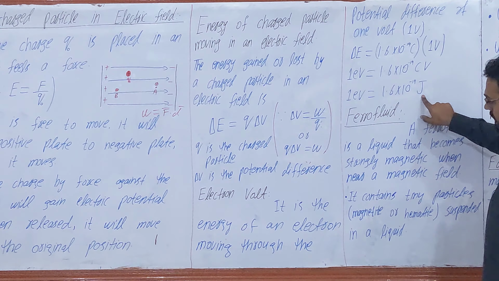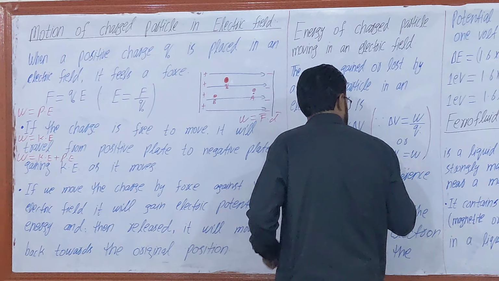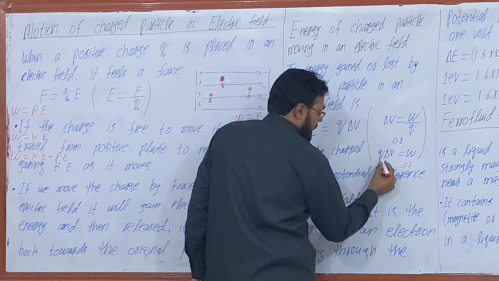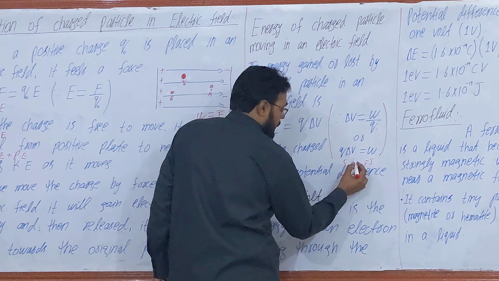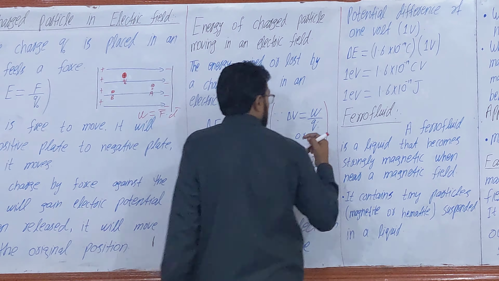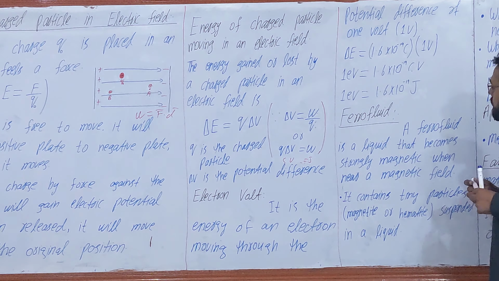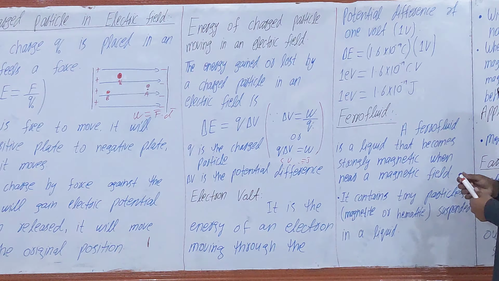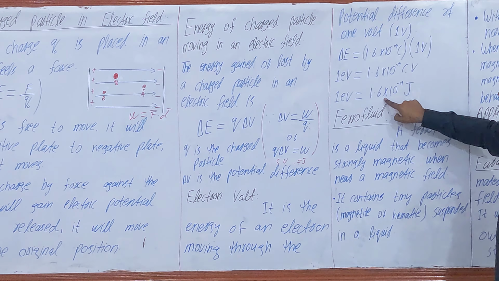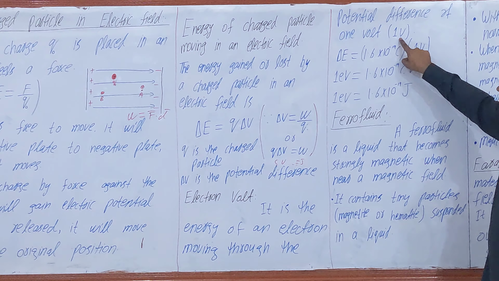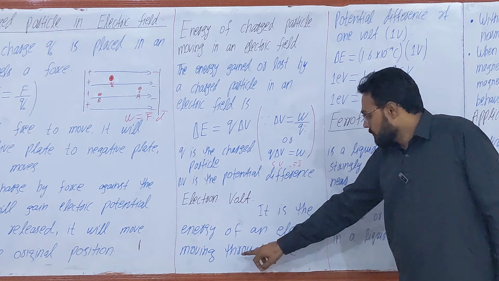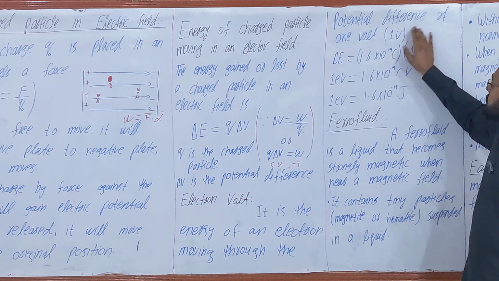Then coulomb volt is equal to joule, because work is measured in joule, charge is measured in coulomb, potential difference is measured in volt. So joule is equal to coulomb volt. Joule is the unit of energy. It's the energy of an electron when the potential difference is 1 volt. Electron volt is the energy of an electron moving through the potential difference of 1 volt.